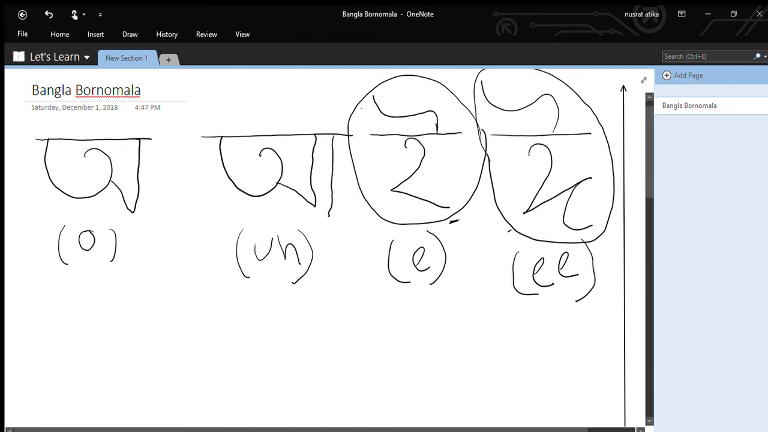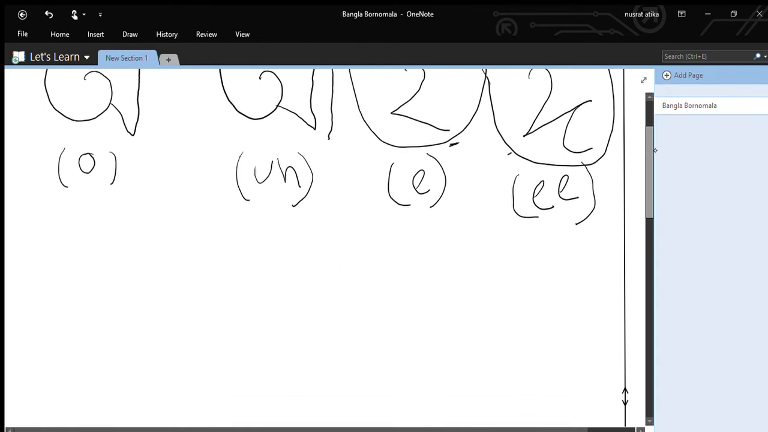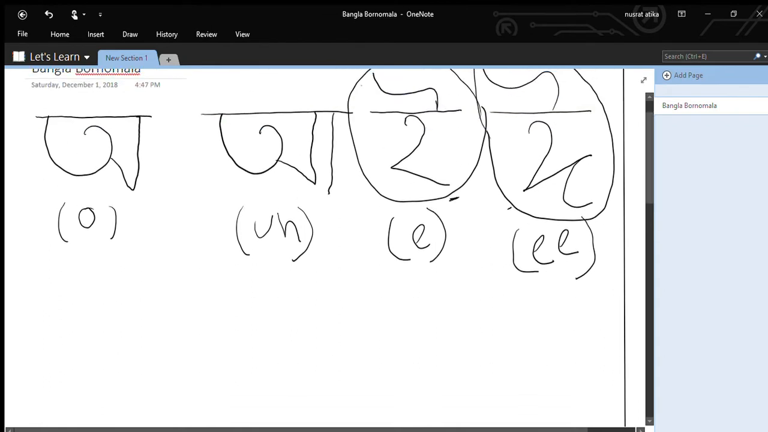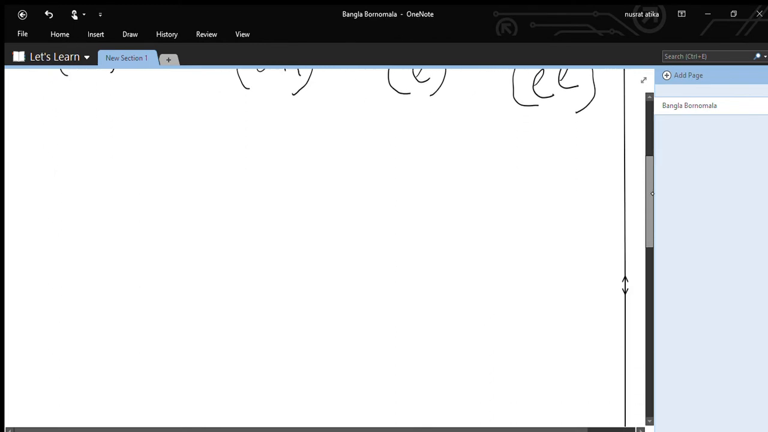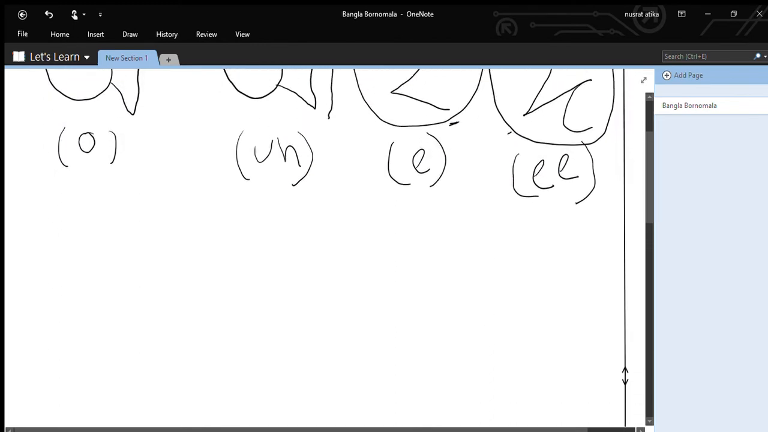However, the difference in these two is so small that when you say it, it sounds the same. It doesn't really matter. You don't have to say E, E each time. They're both E. Shoreo, Shoreya, Rosho E, Dirgho E.